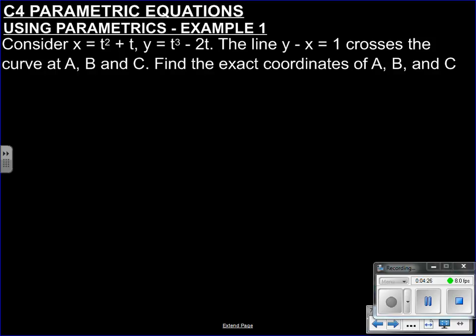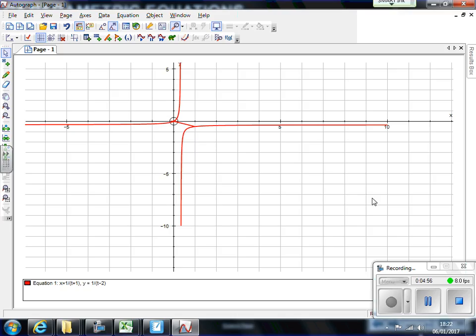This video is meant to be about parametric integration, but I just want to, again, further reinforce what's going on here. So this time we've got a curve, and remember a curve in parametric form is described by x and y, isn't it? So x equals and y equals together form one curve. So that there is a curve. What does that look like in Autograph? Let's have a quick look, shall we?